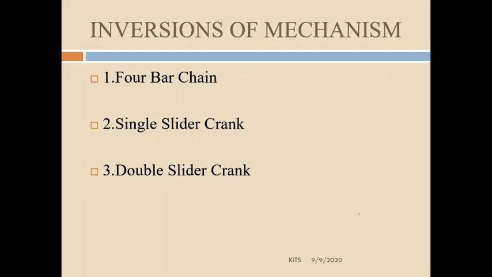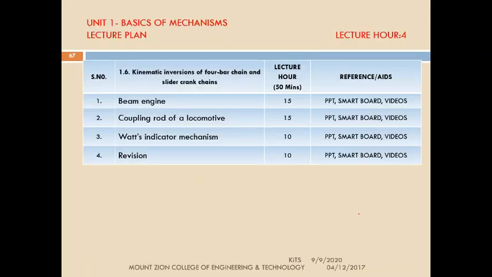In this module, we are going to see the inversion of 4-bar chain mechanism, inversion of single-slider crank chain mechanism, inversion of double-slider crank chain mechanism. But in this video, we are going to see only the inversion of 4-bar chain mechanism. The rest of the things we will see in the next video. So we are going to see about beam engine, coupling rod of locomotive, Watt's indicator mechanism.